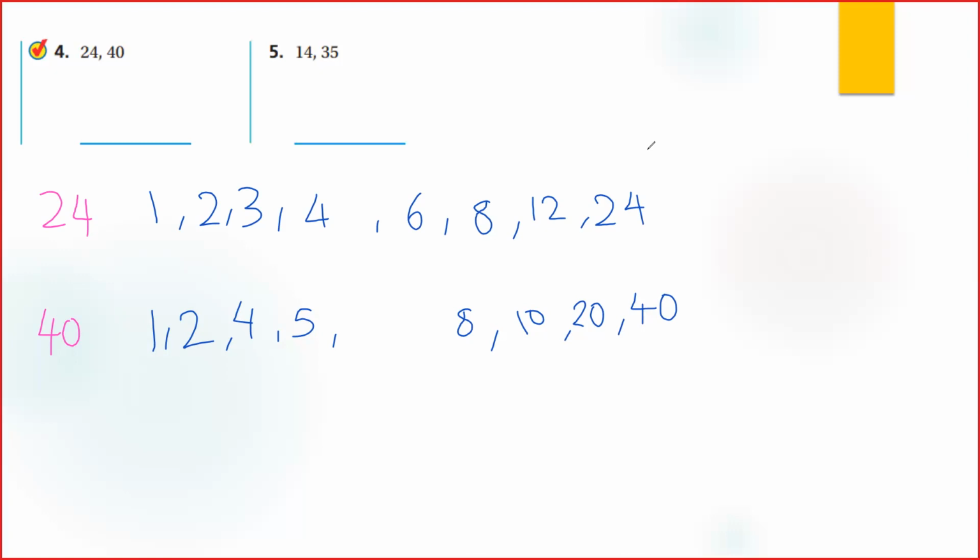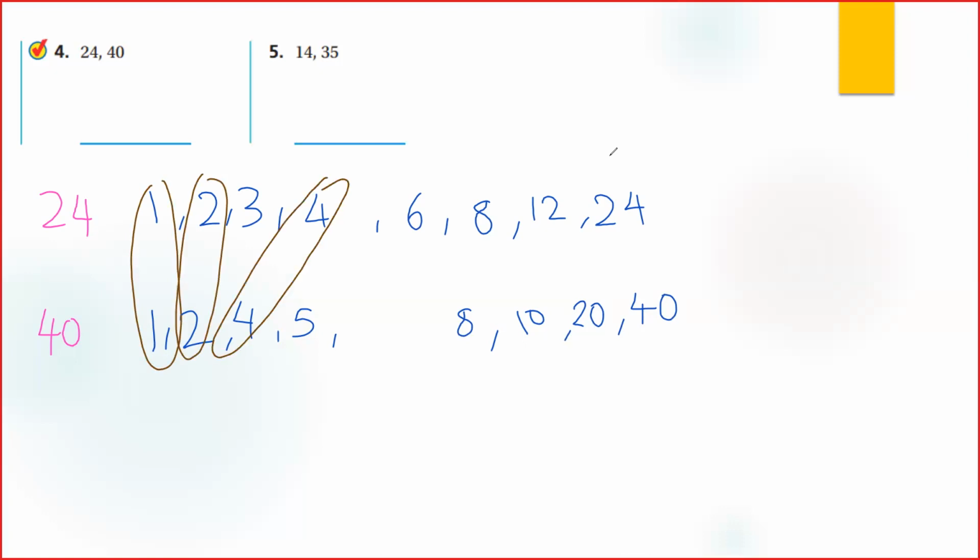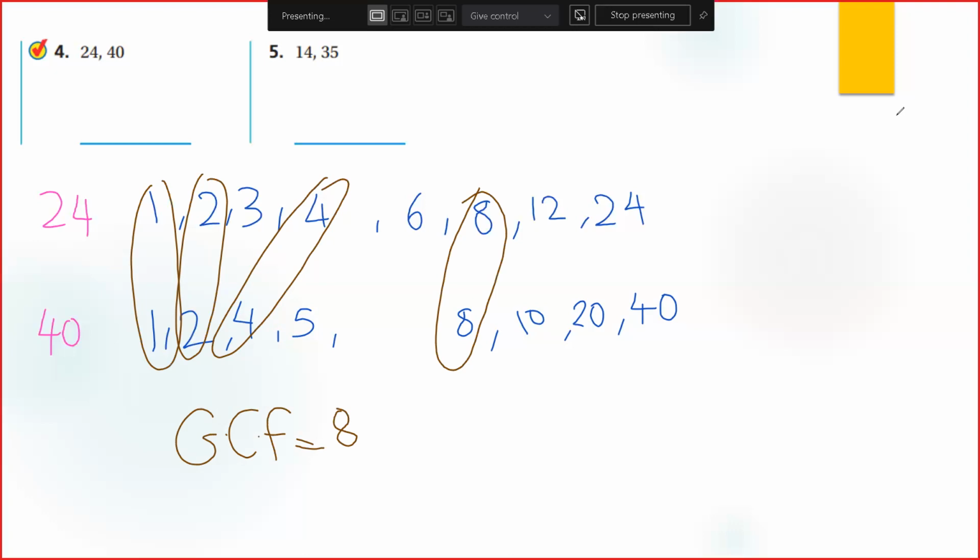Now, after that, I want to circle all the common factors. We have 1, 2, 4, 8. Now, what is the greatest common factor? It will be 8. Got it now? This is the greatest common factor. Did you remember it now?